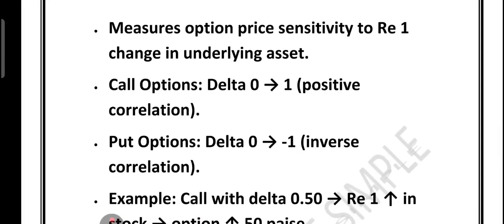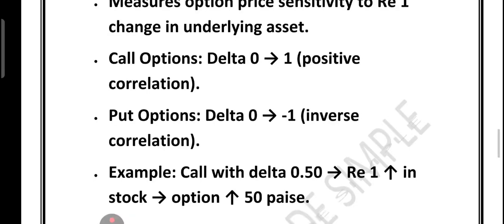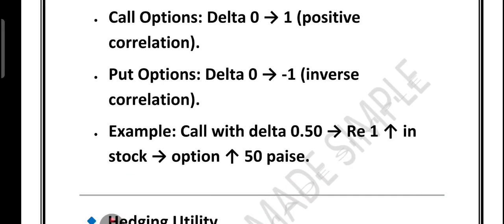If we have a call option, delta is 0 to 1, it moves in the same direction as the stock. If we have a put option, delta is 0 to -1, it moves opposite to the stock. For example, call delta 0.50 means the stock increases by 1 rupee, so the option increases by 50 paisa. So call means positive delta, put means negative delta. Delta indicates the price sensitivity.